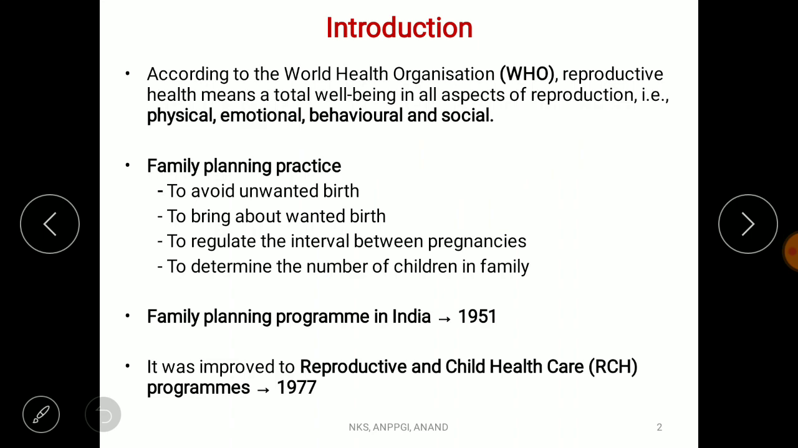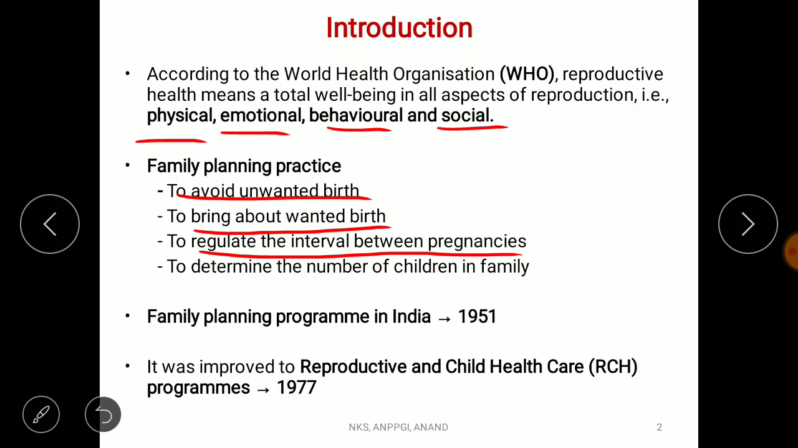According to the World Health Organization, WHO, reproductive health means the total well-being of all the aspects of reproduction, that is physical, emotional, behavioral as well as social. If a society is reproductively healthy, the family planning practices can be executed very easily, and these family planning practices include avoiding unwanted birth and bringing about wanted birth, regulating the interval between pregnancies, determining the number of children in a family, etc.